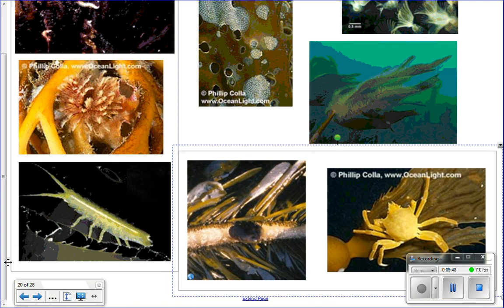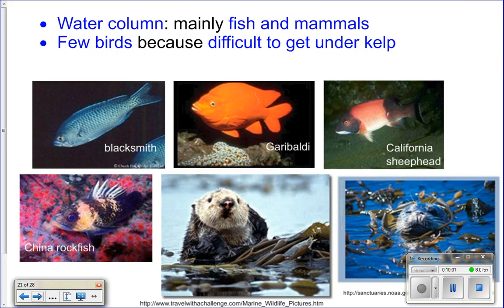And then we've got our isopod, our kelp limpet, and our kelp crab. So all of those things live on the surface of the kelp. And then these guys live in the holdfast. So you also have fish that will live here.